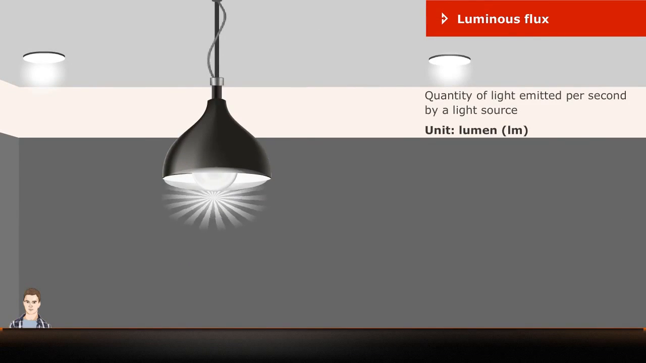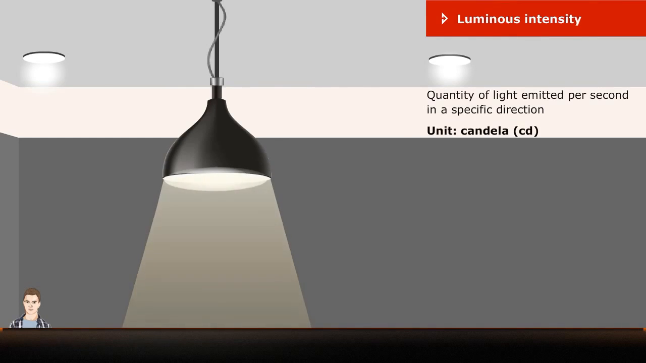Luminous flux is the total quantity of light emitted per second by a light source. The unit is lumen. Luminous intensity is the quantity of light emitted per second in a specific direction. The unit is candela.